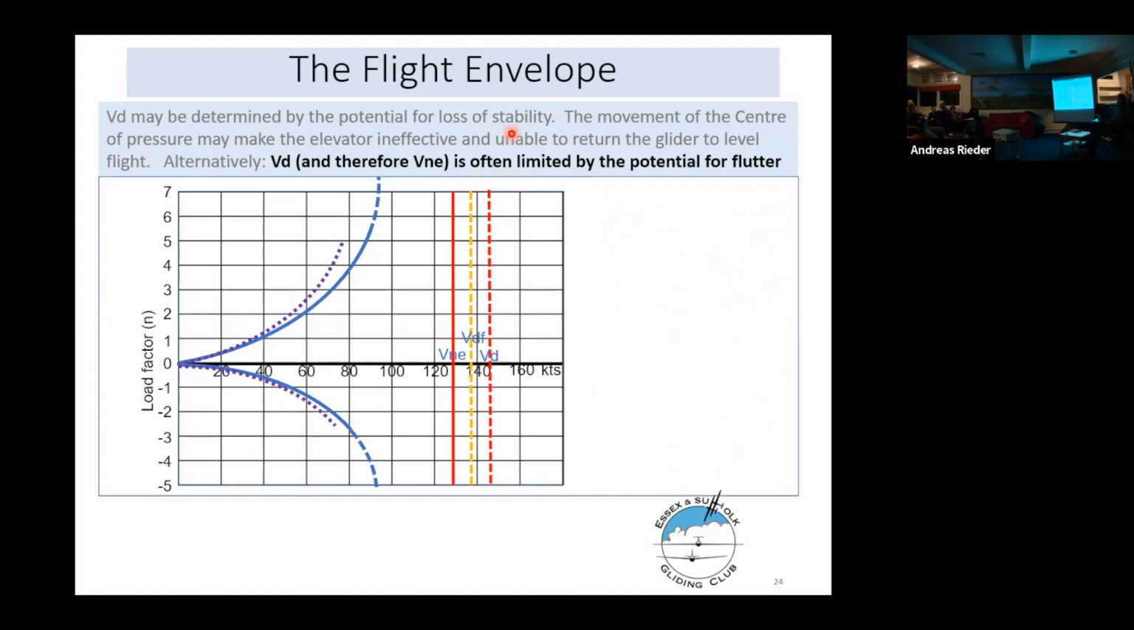What I was describing there is what can happen if you're going beyond the design speed and the centre of pressure is moving further back than the designer had expected it to move. This is not the normal flight regime. Sure.